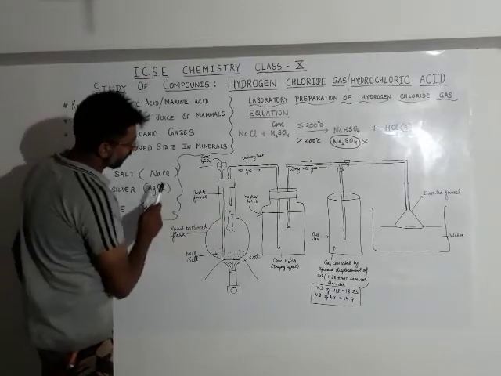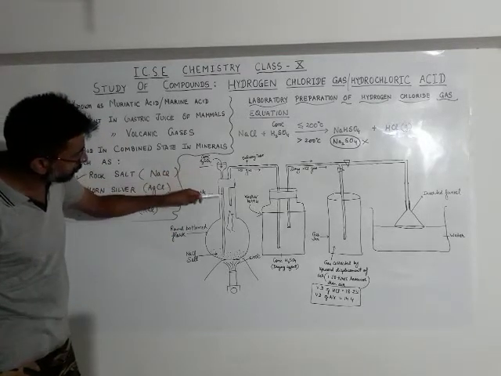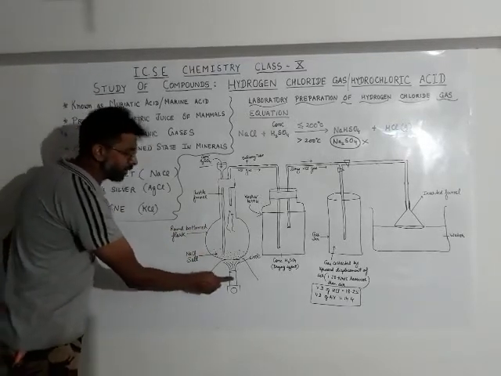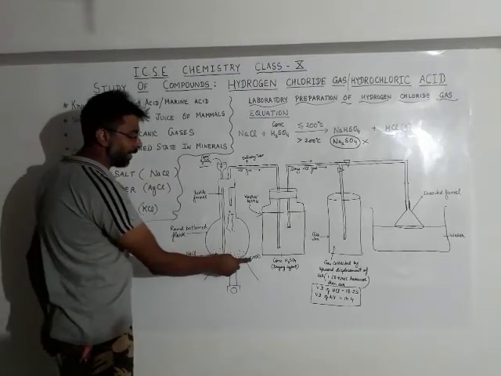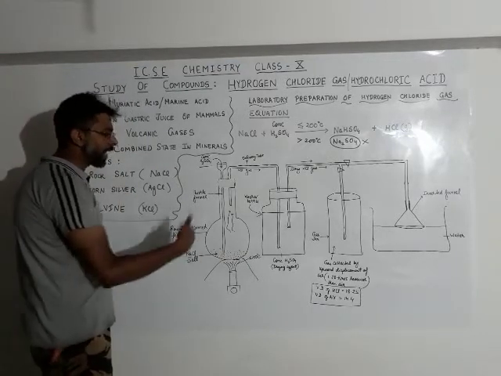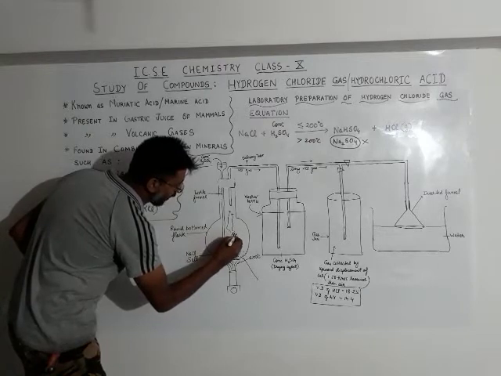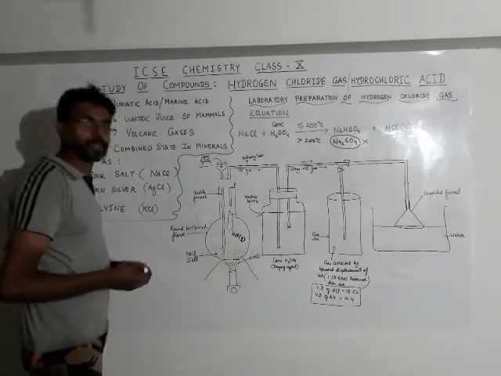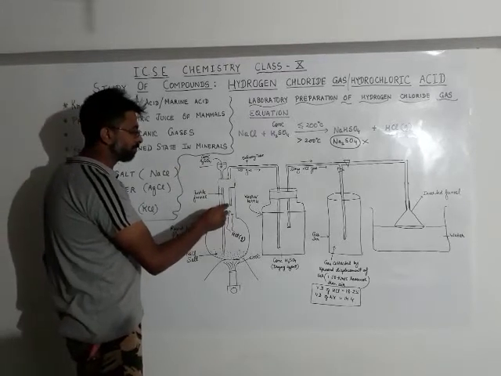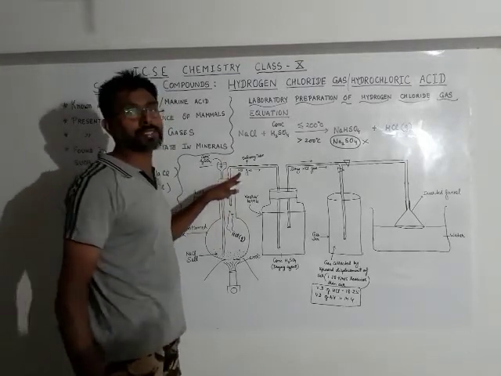From this thistle funnel, concentrated sulfuric acid is poured. When sulfuric acid is poured from here, it goes right down and comes in contact with sodium chloride salt. Then this Bunsen burner is switched on, and the temperature is maintained less than or equal to 200 degrees Celsius with the help of a laboratory thermometer. When the reaction begins, after some time, hydrogen chloride gas is formed in this round bottom flask by the reaction between sodium chloride salt and sulfuric acid. The gas comes up, enters this delivery tube, and goes in this direction. Please keep in mind, this HCl gas is not dry.